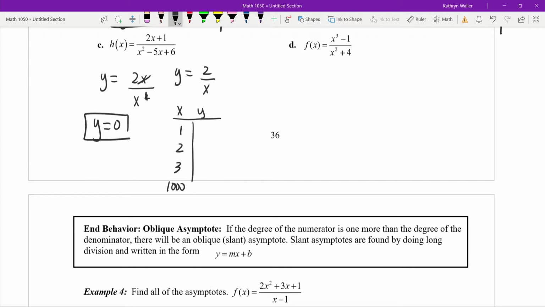Okay? So if x is a 1, 2 over 1 is a 2. If x is a 2, 2 over 2 is a 1. If x is a 3, 2 over 3. If x is 1,000, 2 over 1,000, which is the same thing as 1 over 500. How about 2 over 1,000,000? That'd be 2 over 500,000. What is my y getting really, really close to? 0. Yeah. So if you have more x's on the bottom, when the x's get bigger, the y's get smaller. They get closer to 0. Who says I get that? Raise your hand. Okay. So memorize it or think about it.